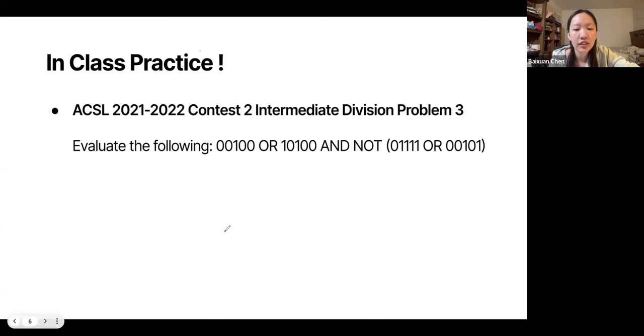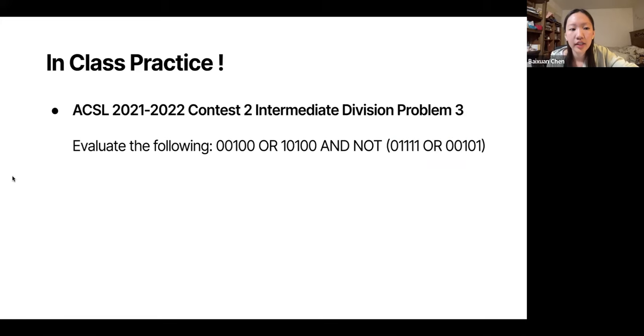So first I'll show an example of how to do it. First we have to follow the order of operations, right? And with order of operations, we technically follow the parentheses first. So we'll do this one first: 0, 1, 1, 1 OR 0, 0, 1, 0, 1. So we compare each bit by bit. We'll compare the first bit of each, and then the two second ones, and the third one, and then the fourth ones, and then the fifth ones.